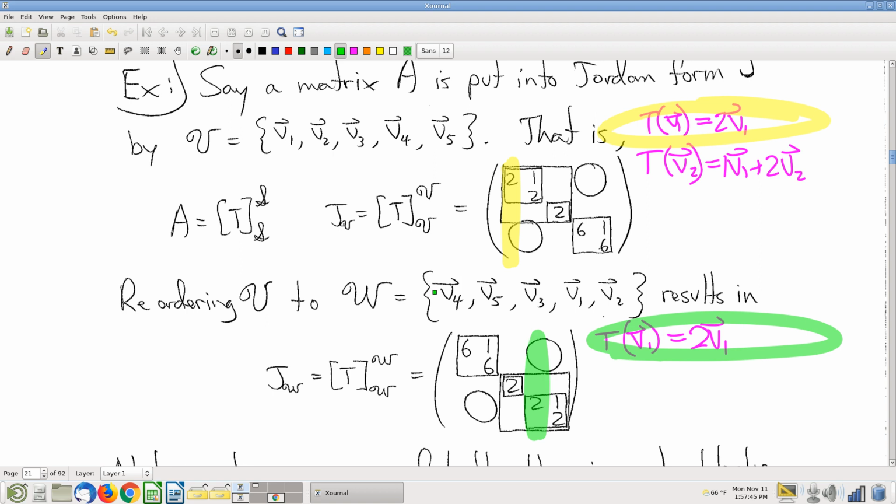So you've got to keep, in some sense, the basis vectors corresponding to a block together and in the order that they started in. But however you want to rearrange the blocks gives rise to a reordering of the basis vectors that will accomplish that. Okay.